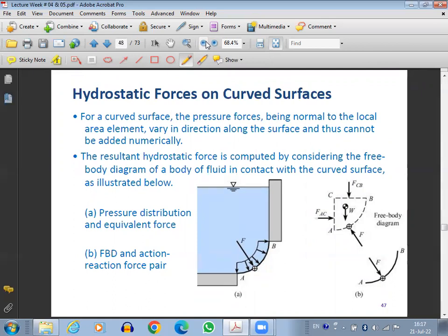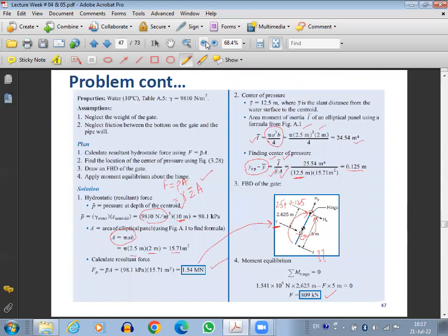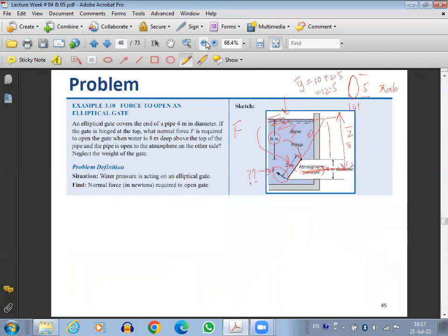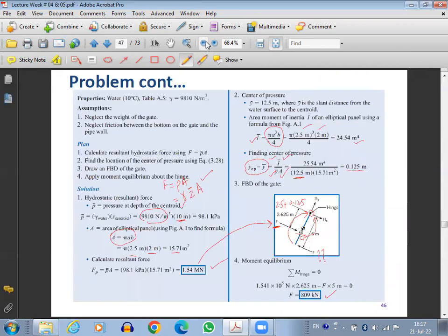Let's talk about hydrostatic forces on the curved surfaces. Now we did it for the plane surface. So for the plane surfaces, horizontal or plane surface.